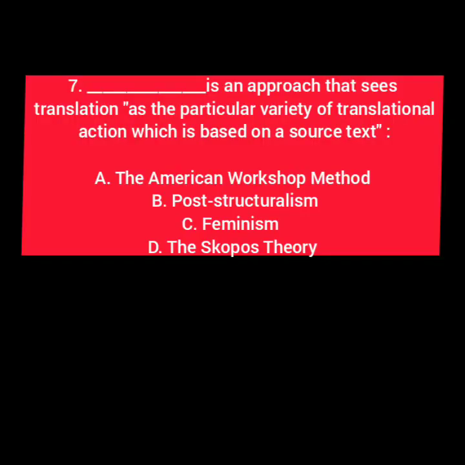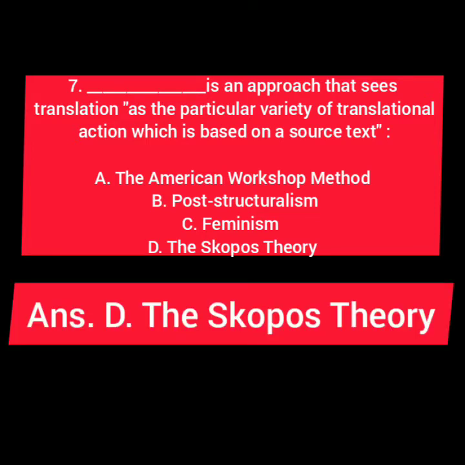Next we have the question: dash is an approach that sees translation as a particular variety of translational action which is based on a source text. And there are 4 options in this question. So the right answer is the Skopos theory, option D. So friends, Skopos theory is one of the most important theories in translation studies. So if you are dealing with translation studies, then please go and check out the Skopos theory.